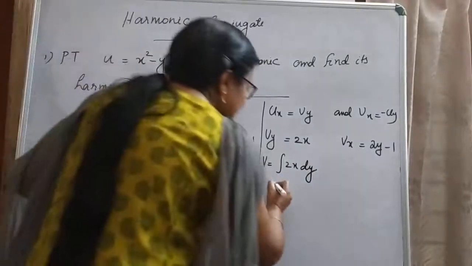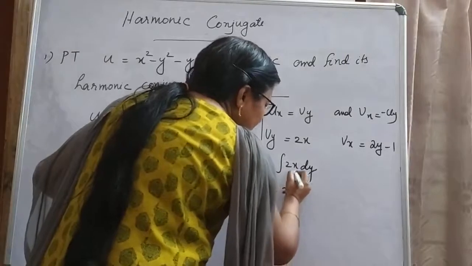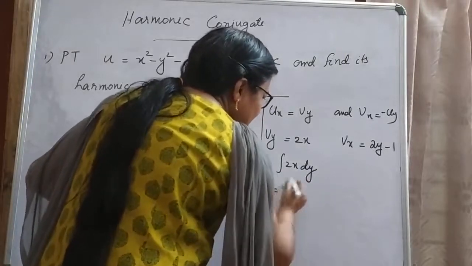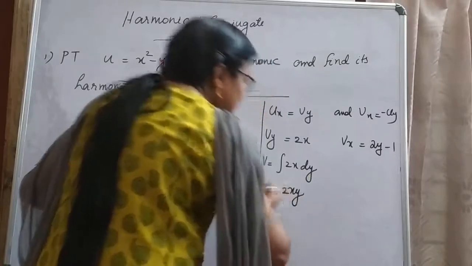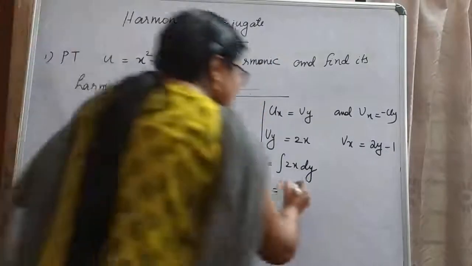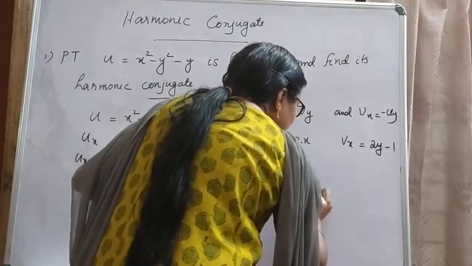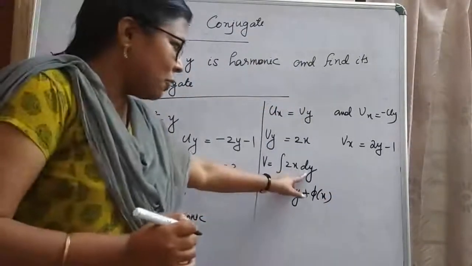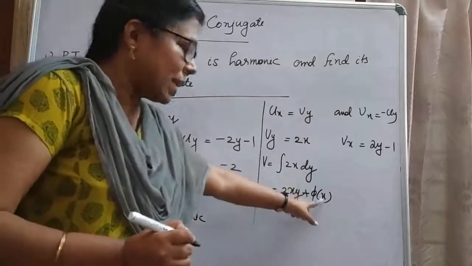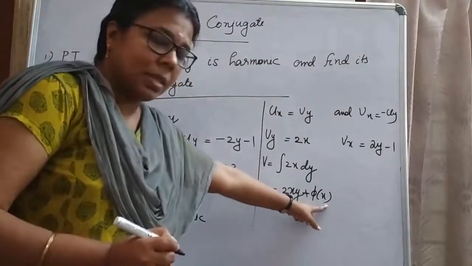Therefore, we get 2 times the integral of x with respect to y. Therefore, 2xy plus a constant. It should be phi of x. By integrating with respect to y, the constant will be a function of x. Therefore, plus phi of x.